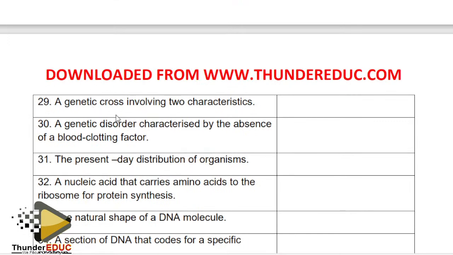A genetic cross involving two characteristics. We call it dihybrid cross. They are saying that because two means di. Yes. A genetic disorder characterized by absence of blood clotting factor, hemophilia. Present day distribution of organisms. How do we call the present day distribution? How are organisms distributed?